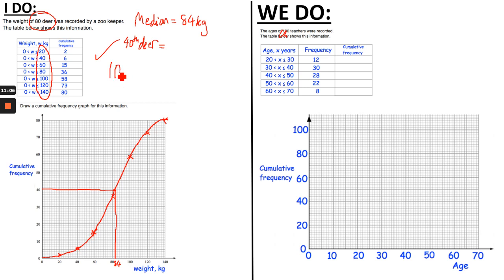How would we work out the interquartile range? Well, that's the third quarter take away the first quarter. So if that's the median, the upper quartile is going to be at 60. So that's going to be the upper quartile. So the upper quartile is going to be 100.